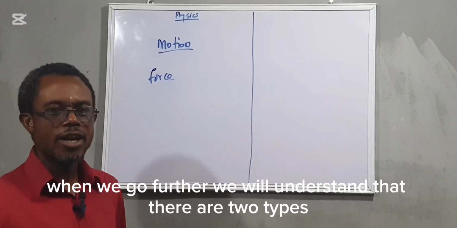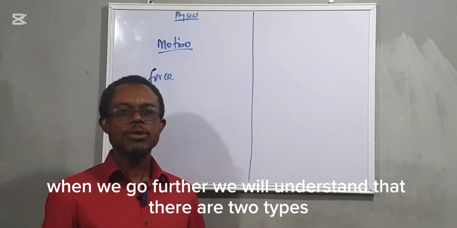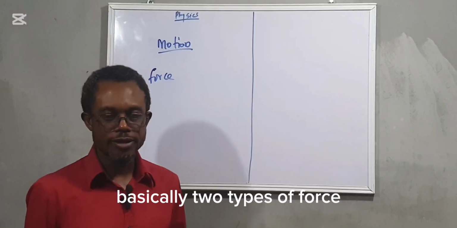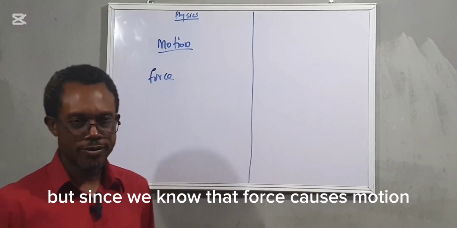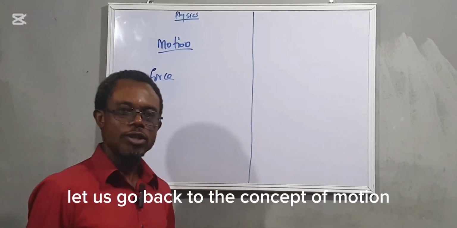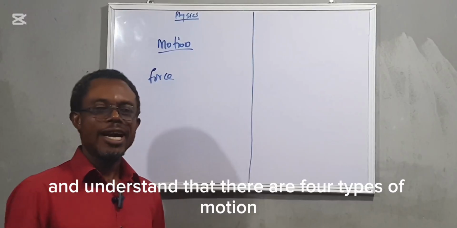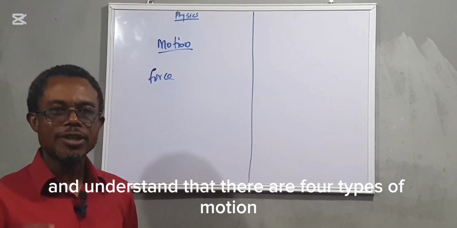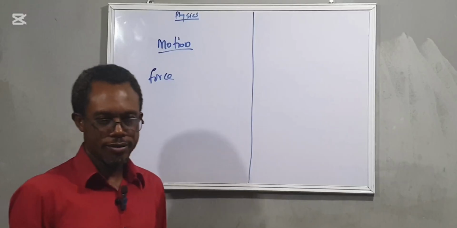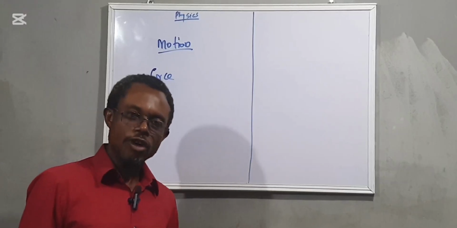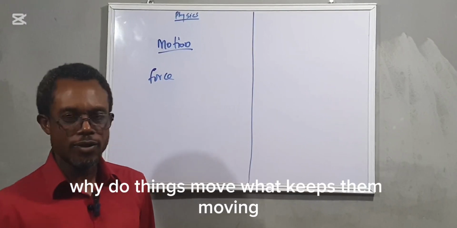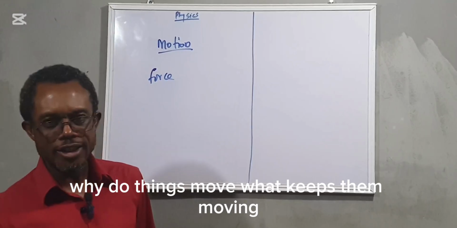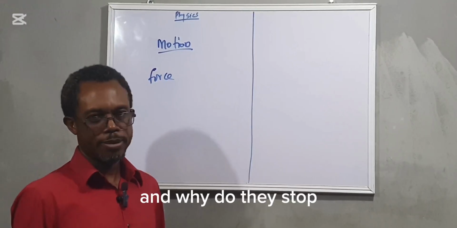When we go further, we will understand that there are basically two types of force. But since we know that force causes motion, let us go back to the concept of motion and understand that there are 4 types of motion. Remember, in all this, we are trying to answer the question, why do things move? What keeps them moving? And why do they stop?